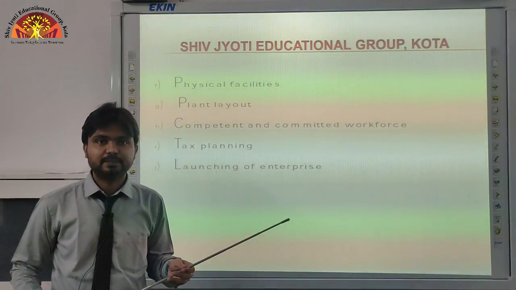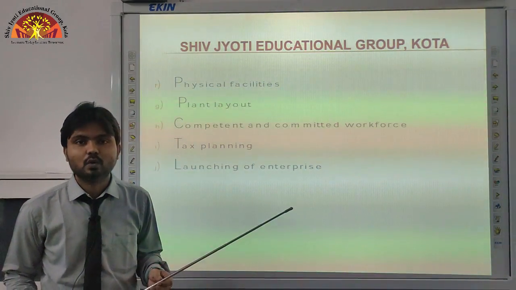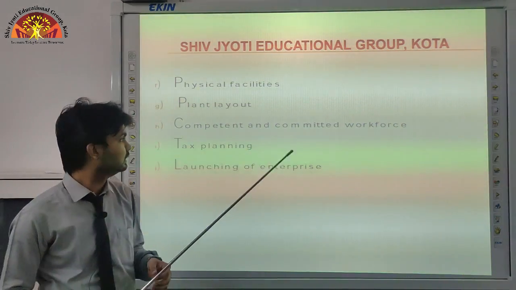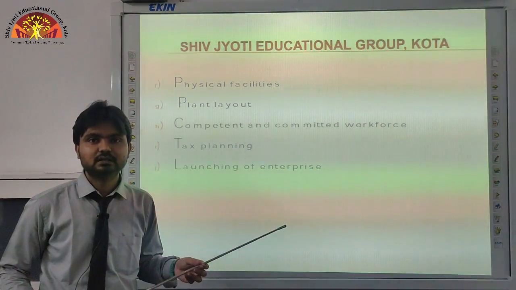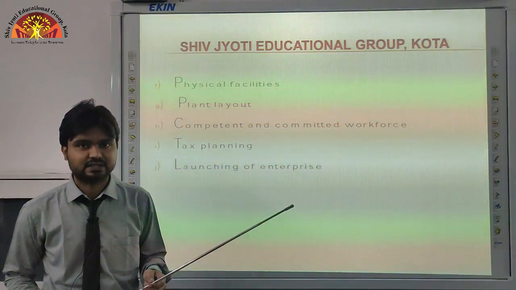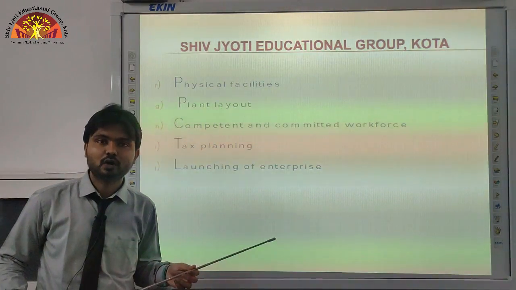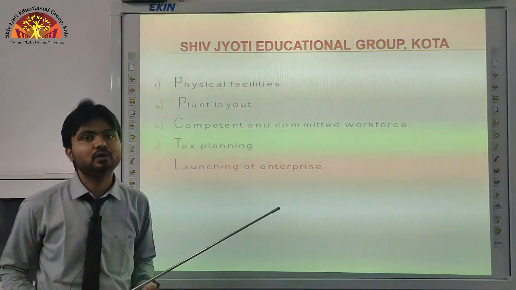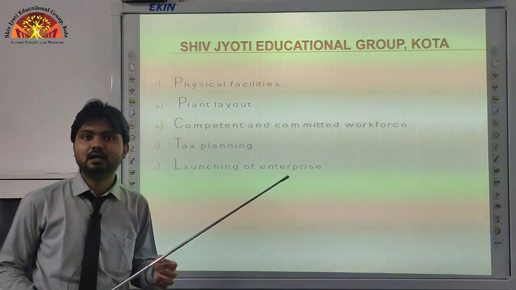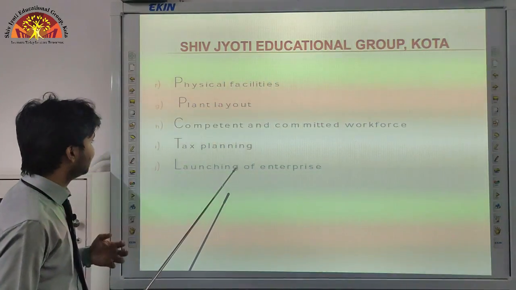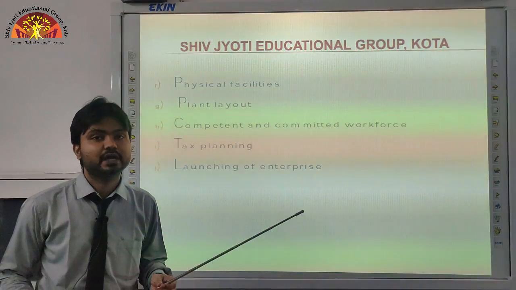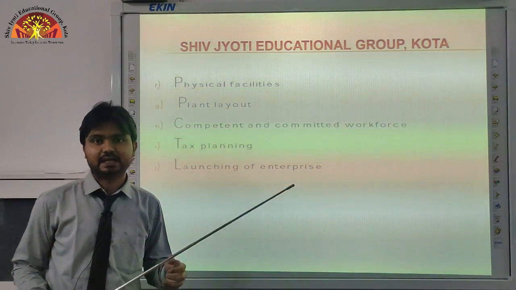The next one is plant layout. That means the overall structure, overall requirement of the industries, overall system, and the physical appearance of the organization are included in the plant layout. The next one is a competent and committed workforce. That means the employees involved in the business activity should work for the goal of the organization. Next one is tax planning. As we know, we want to minimize our tax and generate more and more revenue. So as a business enterprise, we should look at how the tax can be minimized. And the last one is the launching of the enterprise. After following all the above steps, the last task of the businessman is to introduce the enterprise along with the products which he is going to manufacture.